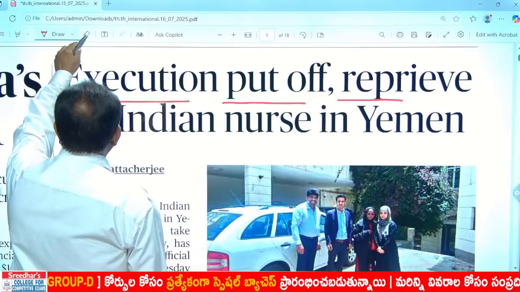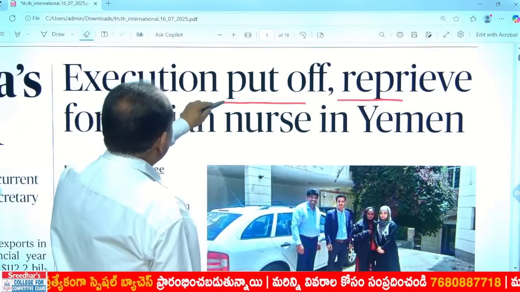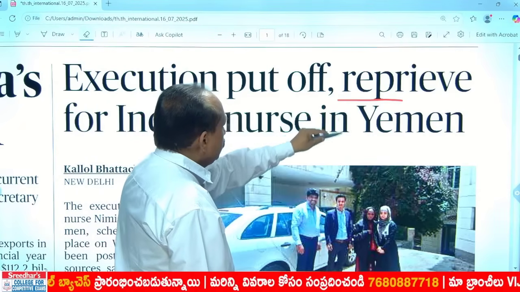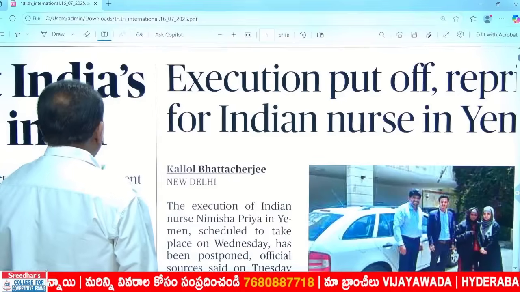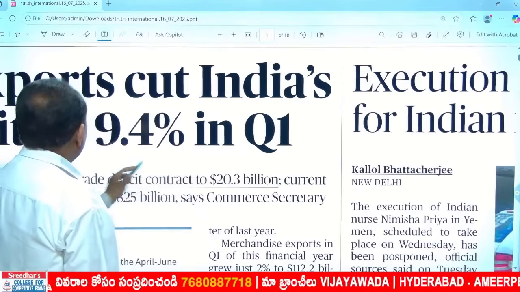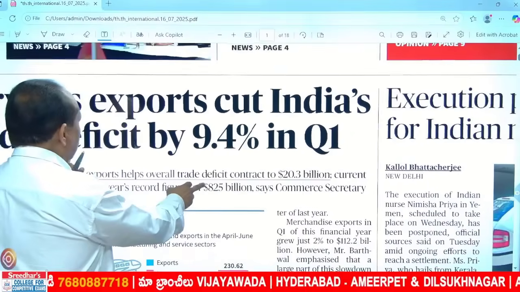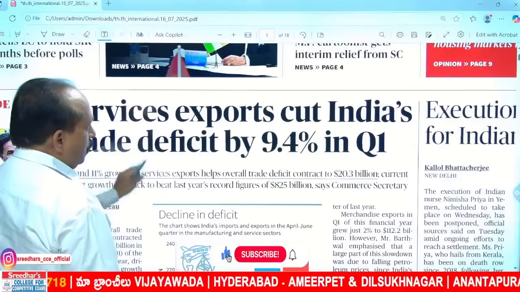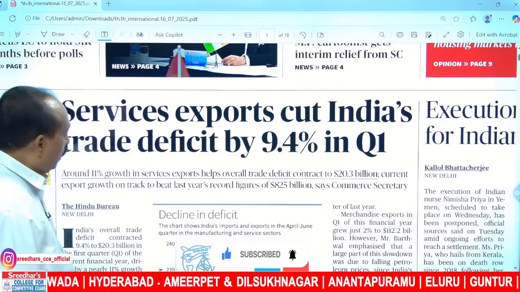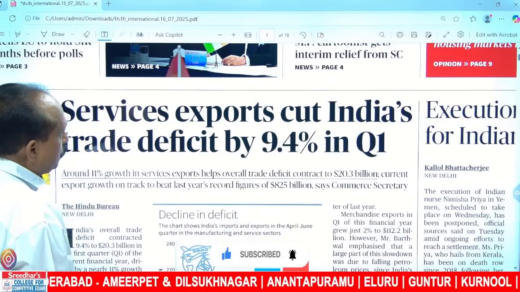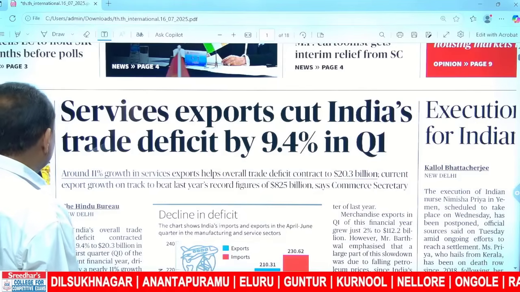Now let us go to the next headline. Or this side we have a few snippets we'll see first. Oh, there's also like, I guess this is the main headline. Okay. That is also a headline, but this is the main headline. What is the main headline? Services exports cut India's trade deficit by 9.4% in Q1.